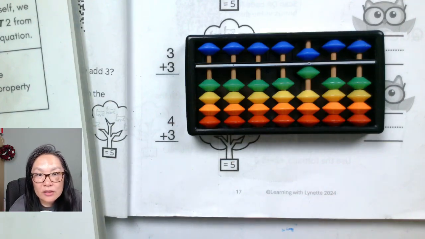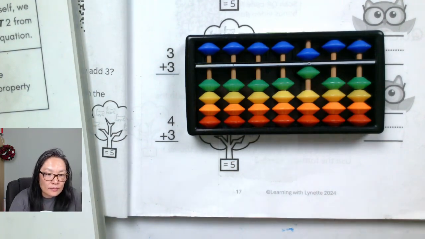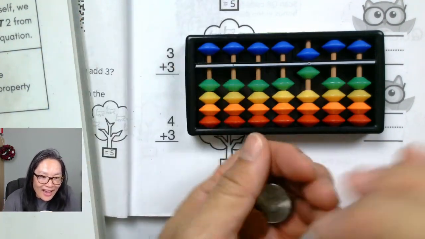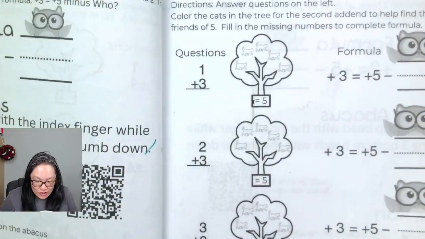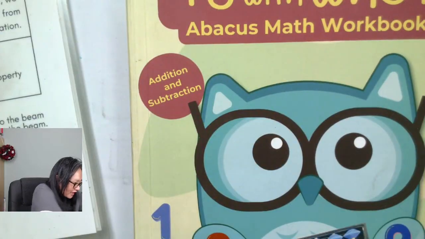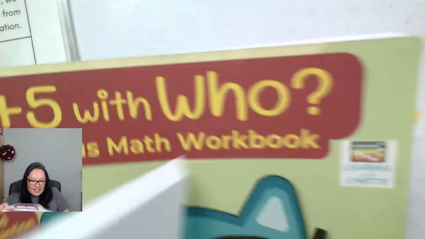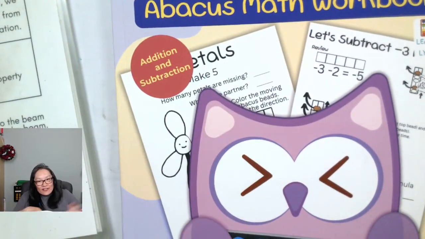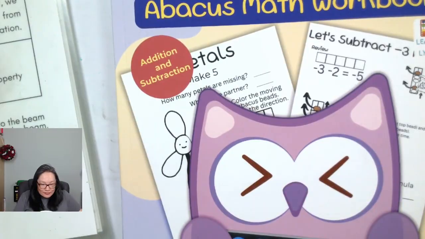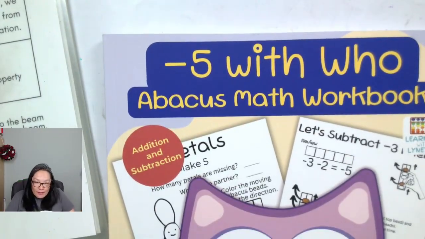Okay, good. So let's do minus. Good. So let's do the new book that I got. I got a new book. I just finished it. It's this one.